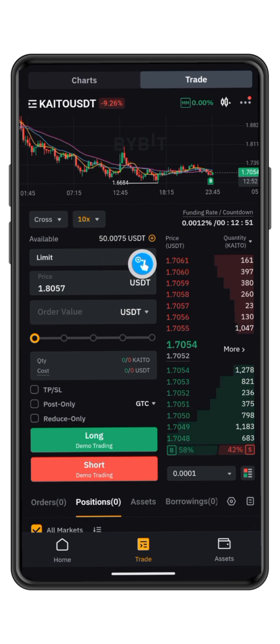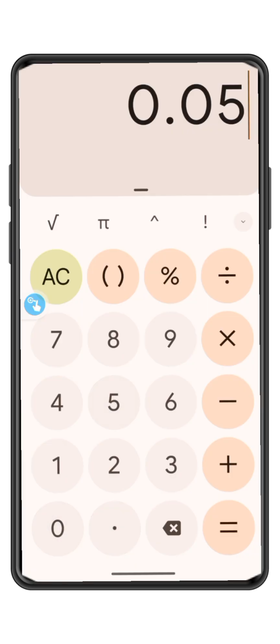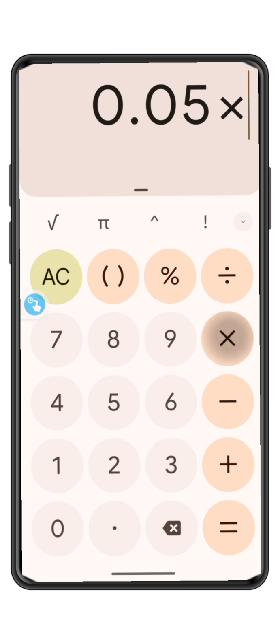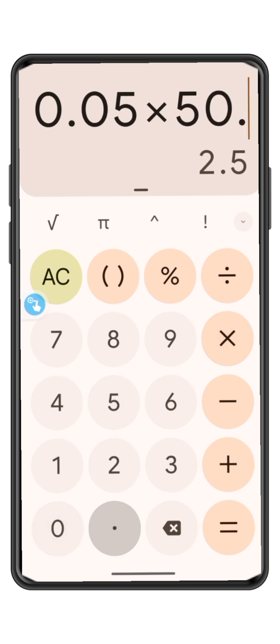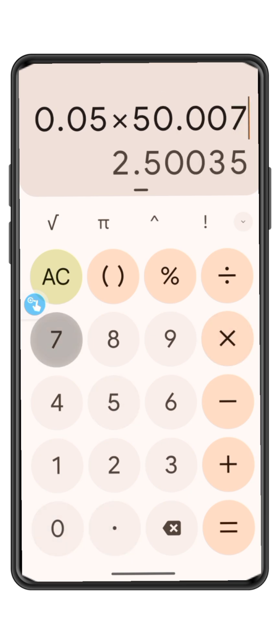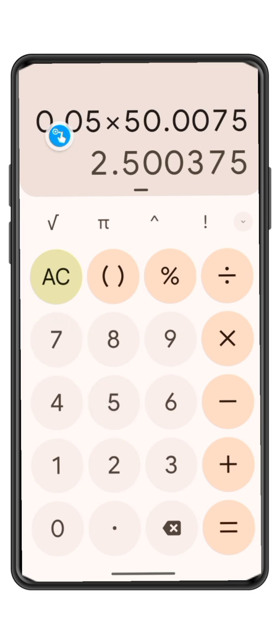So let me show you something. Let's say I want to go into this trade with 5% of this, 50.0075. So what does that mean? What I'm going to do is go to my calculator. 5% times 50.0075. All right, so this right here means 5%. That's how to do it.